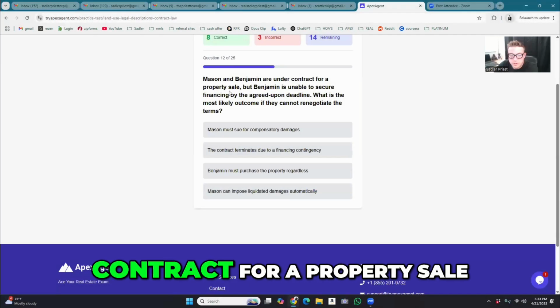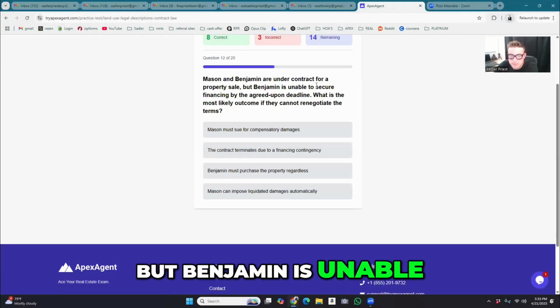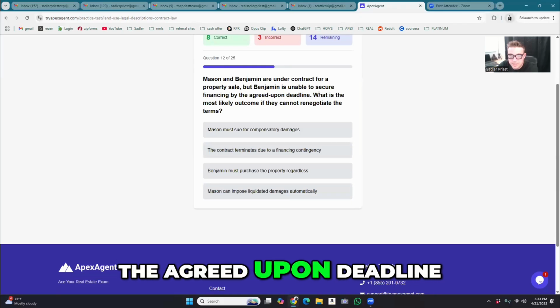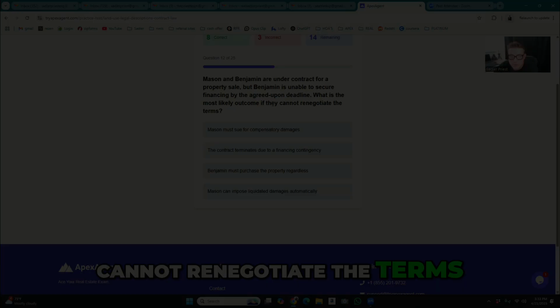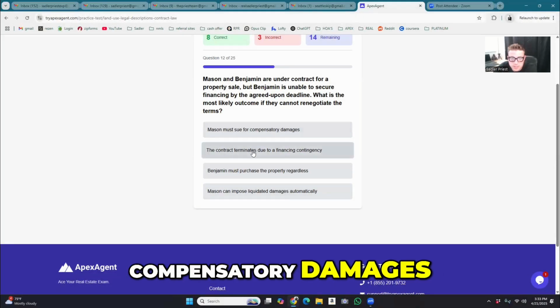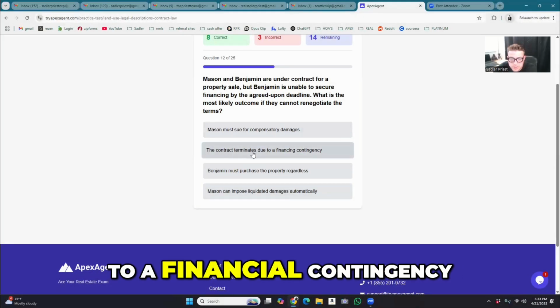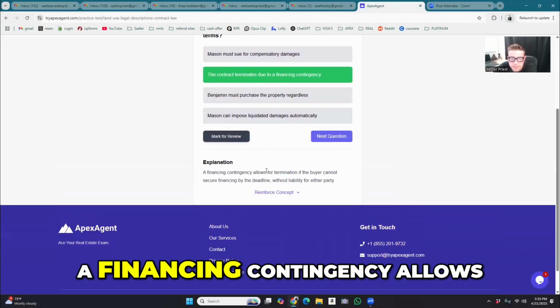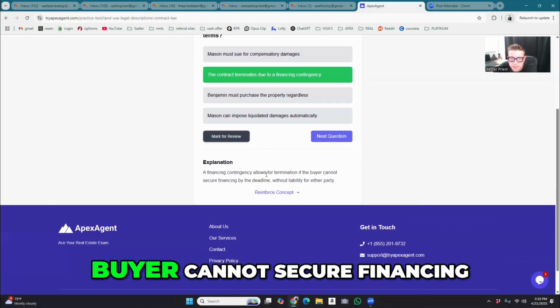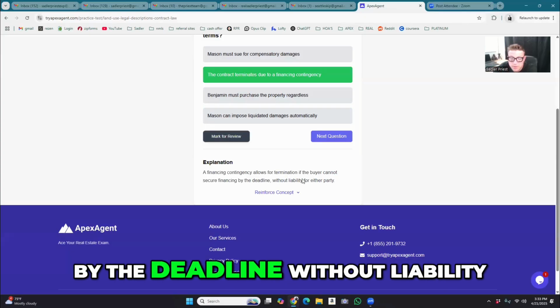Mason and Benjamin are under contract for a property sale, but Benjamin is unable to secure financing by the agreed upon deadline. What is the most likely outcome if they cannot renegotiate the terms? Mason must sue for compensatory damages. The contract terminates due to a financial contingency. I think it's terminating due to financial contingency. A financing contingency allows for termination if the buyer cannot secure financing by the deadline without liability.